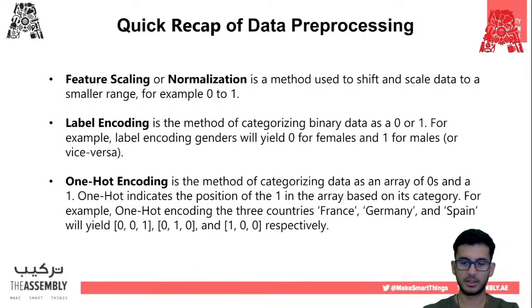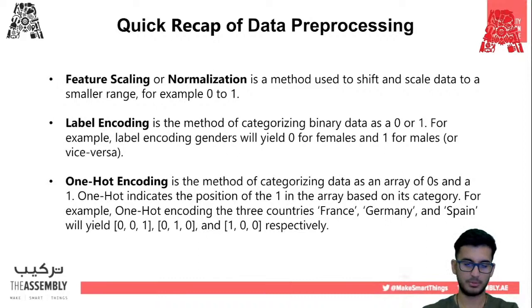Before we move on to choosing our features, let's look at some of the common data pre-processing methods that we'll be using here and in many other projects. Firstly, every deep learning model needs to undergo some sort of feature scaling. Feature scaling, or normalization, is essentially scaling down or adjusting all our values. For example, we can scale all our values from 0 to 1. Again, this is essential in every deep learning model. Secondly, we have the label encoding method. Label encoding is simply categorizing data as a 1 or a 0.